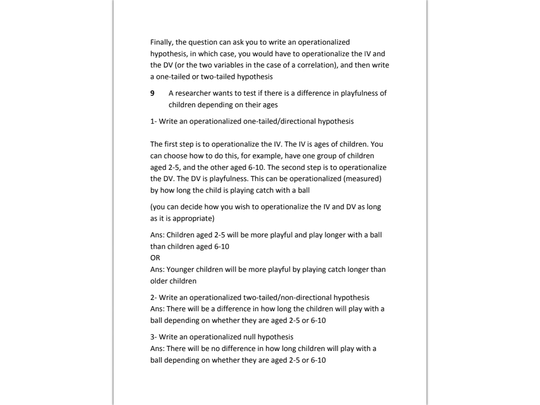Okay, if it says that there is a relationship, then you would say it's two-tailed, but the direction is not specified. And if it says there is no relationship, then you would say it's a null hypothesis because it's rejecting the aim altogether. Okay, so let's look at studies now where you're required to operationalize the variables. A researcher wants to test if there is a difference in playfulness of children depending on their ages. Write an operationalized one-tailed directional hypothesis.